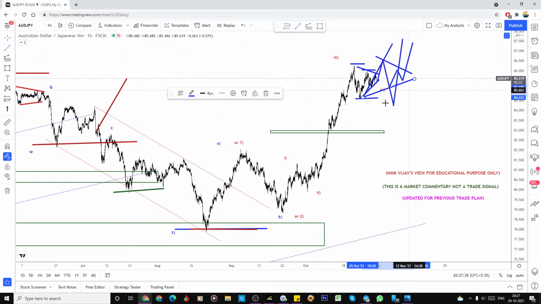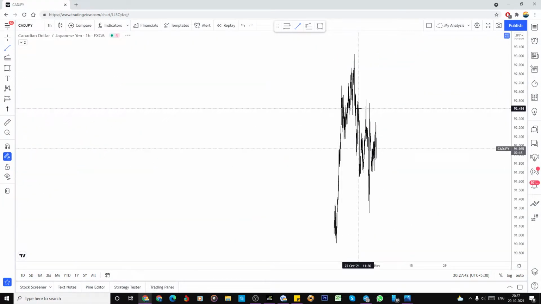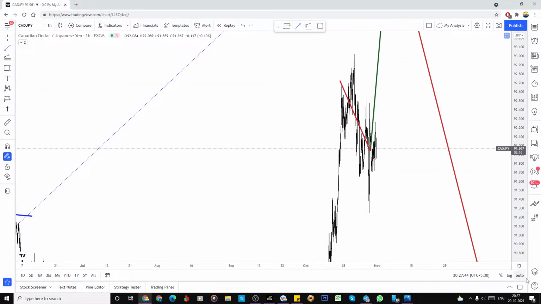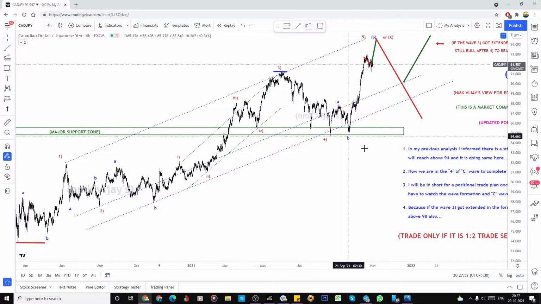That's it. Next is CAD JPY. The same structure, nothing else. It is in the fourth wave. One more high is also possible. So this view is A, B, and C, the fifth wave. It will reach around 94.3.